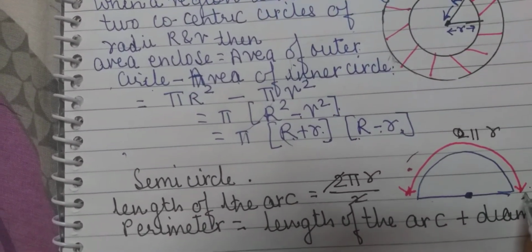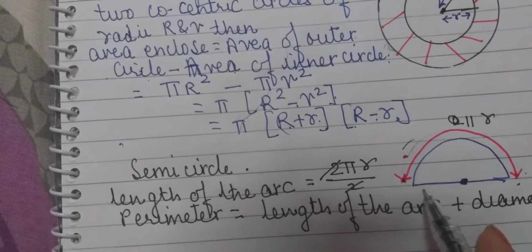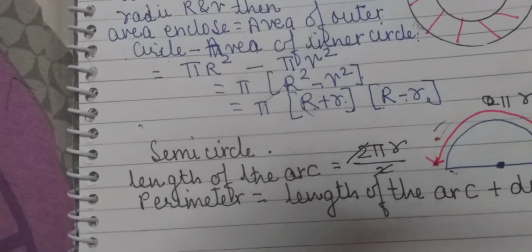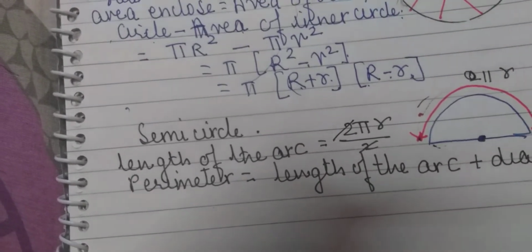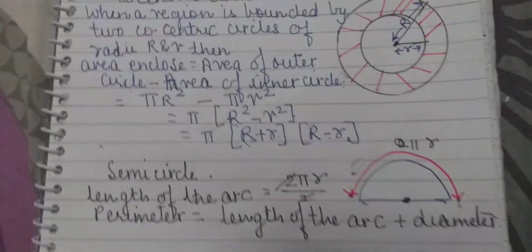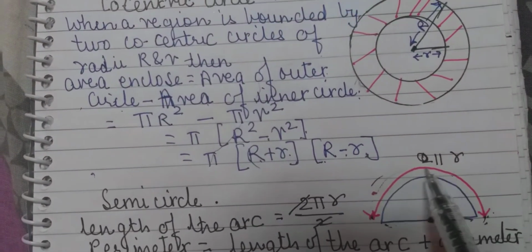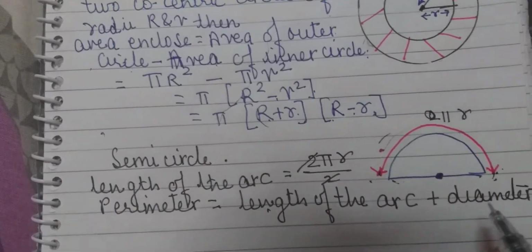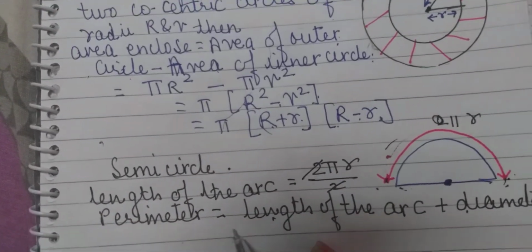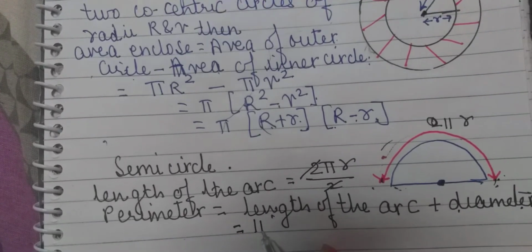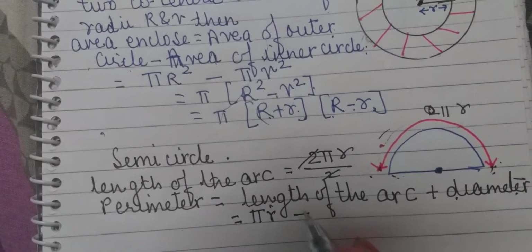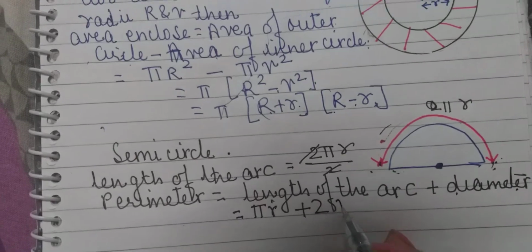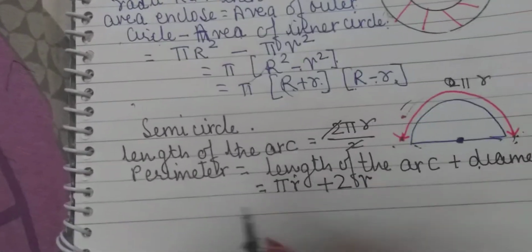And what is the perimeter? Half a circumference plus this. Because what is the perimeter? It is the length of the boundary, and the length of the boundary is half the circumference plus the diameter. So length of the arc plus the diameter. So what is the length of the arc? It is pi r, and what is the diameter? It is 2 r. Is it clear to you?